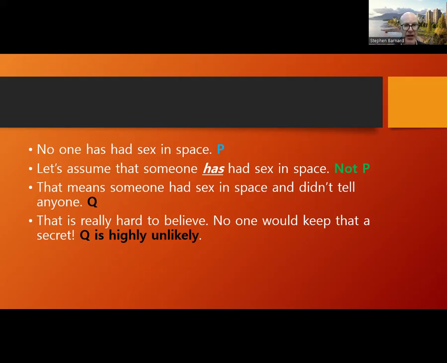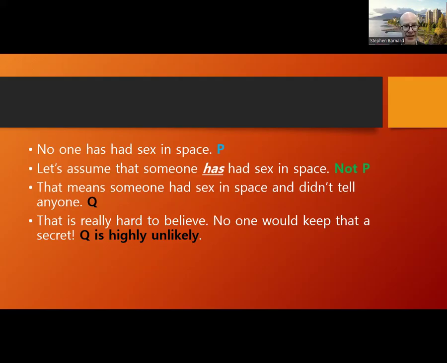I want to argue that no one has had sex in space. That's P. In order to prove P, I'm going to temporarily accept the opposite. I'll accept the other person's argument. I'll say, okay, let's assume someone has had sex in space. That's not P. If we assume that someone has had sex in space, that means that someone had sex in space and didn't tell anyone. They kept it a secret. There are no pictures, no video evidence. There's been no posting about it on social media. That's Q. And I think in this day and age, that's really hard to believe.